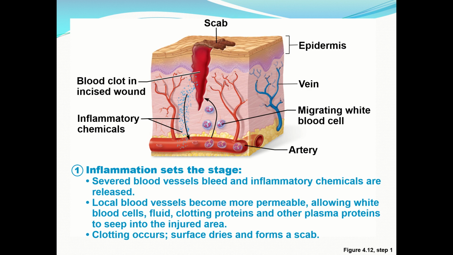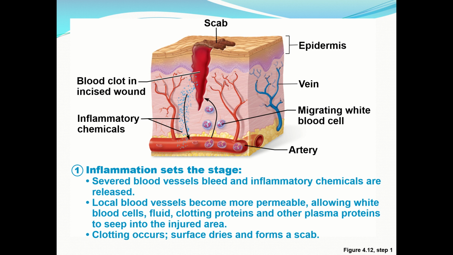In this illustration, it shows inflammation setting the stage. So severed blood vessels will bleed and inflammatory chemicals are released from mast cells in particular. Local blood vessels will become more permeable as a result. This allows white blood cells, like the neutrophils pictured, to move from the capillaries into the tissue. It will also bring fluid into the area, which is where the swelling occurs.